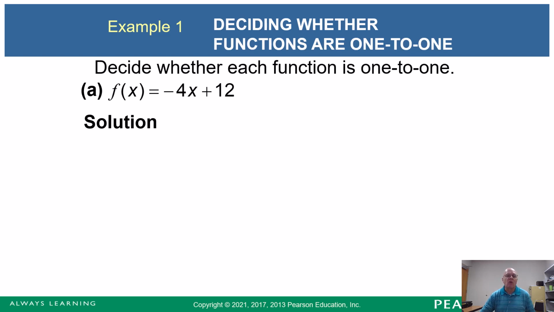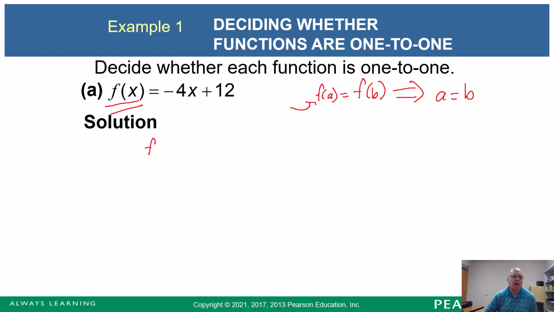Well, remember, what we want to do is prove that f of A equals f of B mandates that A and B have to have been the same. So how do we do that? We take this function, that's the one we're checking to see whether it's one-to-one or not. So first of all, what's f of A? F of A is -4 times A plus 12. You put an A where the x is. There's your f of A.